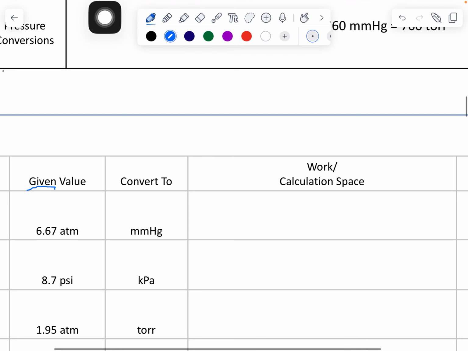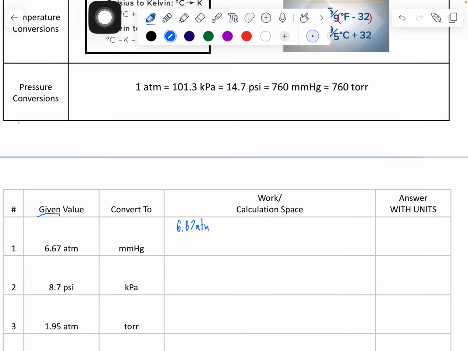Start out, write down your given. So we're given 6.67 atmospheres. Please do include the unit. It's really, really important in this unit. You will be losing points if you do not include units in your work and in your answer. We start out with our given, 6.67 atmospheres. We want to convert into millimeters of mercury.